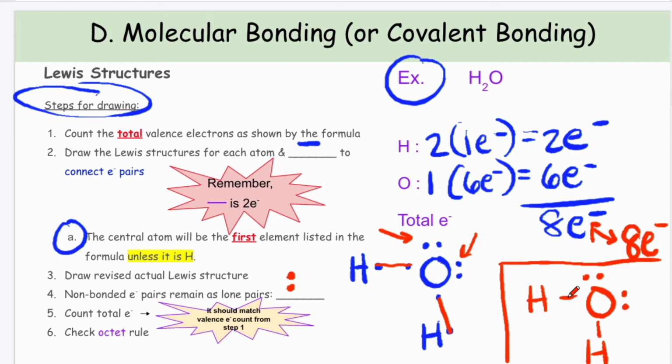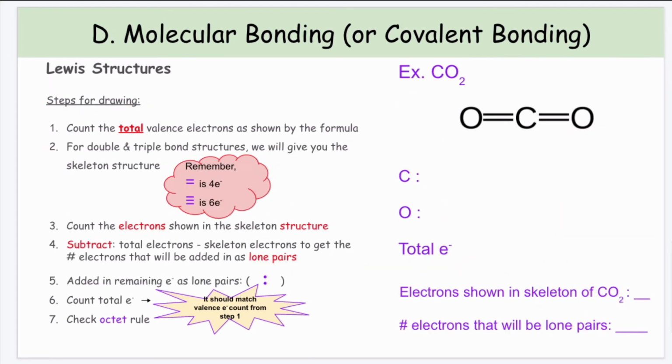Hydrogen, remember, has a full octet, quote unquote octet, with only 2 electrons because only 2 electrons fit in that first energy level. Now we're going to draw the Lewis structure for molecular compounds that have a double bond in it. Remember, I'm not going to have you draw the double or triple bond structures from scratch. I will actually give you the skeleton structure when there's a double or triple bond involved. So let's follow the steps along over here again.